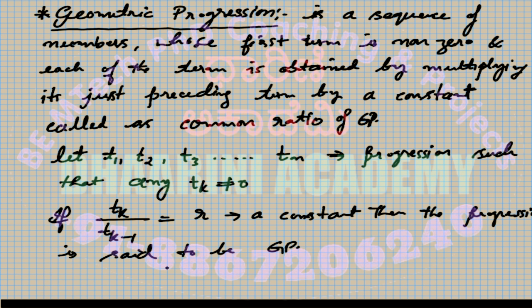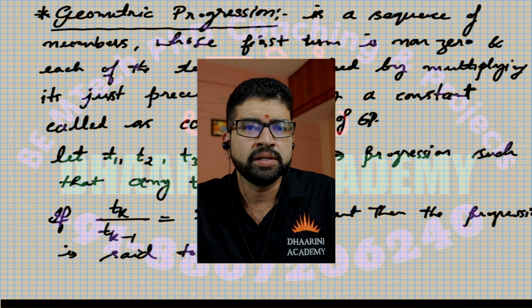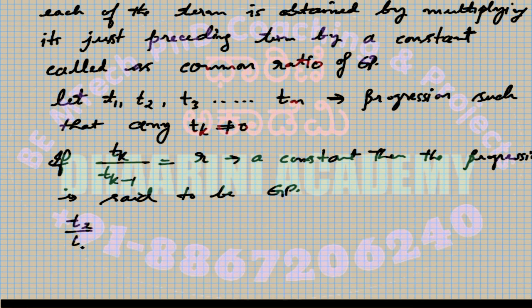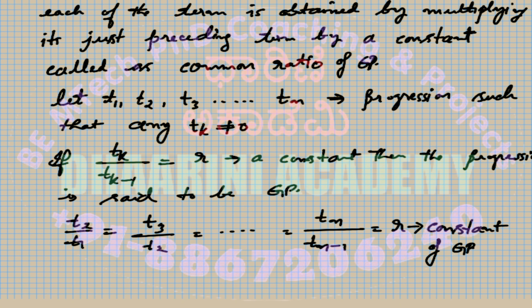So this R is called the constant of geometric progression, which can be found by dividing any of the terms in the geometric progression by its previous term in the same sequence. So we'll write like this: T2 by T1 is equal to T3 by T2 and so on. This is equal to Tn divided by Tn minus 1 is R. This is called the constant of the geometric progression.